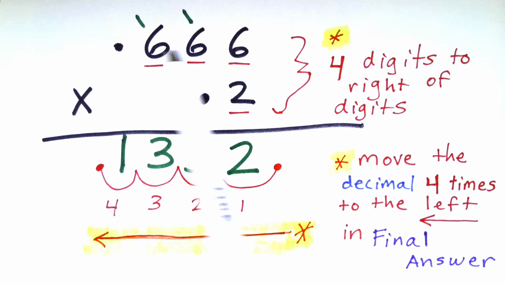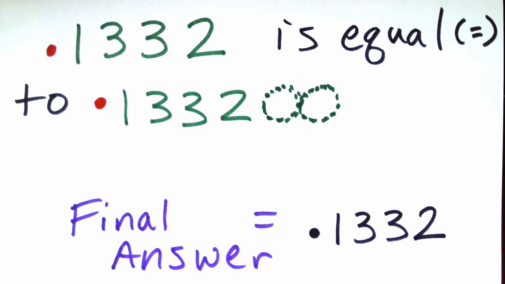Now, since we had 4 digits to the right of the decimal, we're going to show the invisible decimal, move it 1, 2, 3, 4 times to the left. You end up with 0.1332, just as you did a moment ago. All right, so I wanted to show you that either way, 0.1332 is equivalent or equal to 0.133200000. These zeros go on and on and on forever, right? They're just placeholders, but both of these values would be exactly the same. So again, our final answer, 0.1332. Math is easy. Take it step by step.